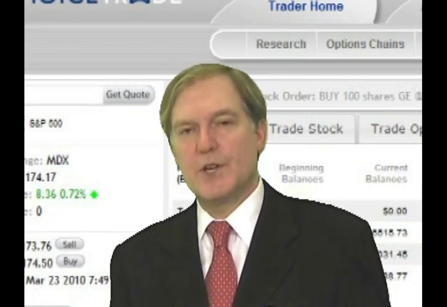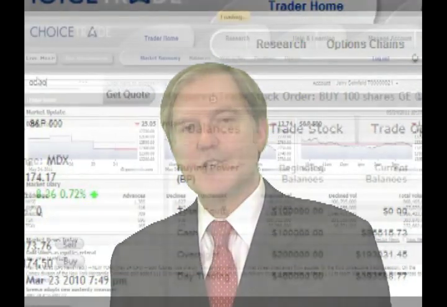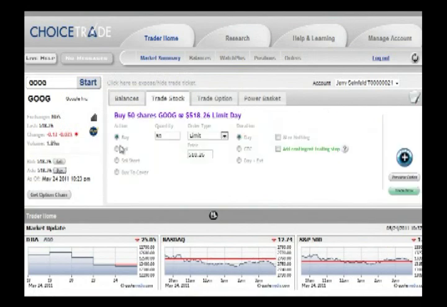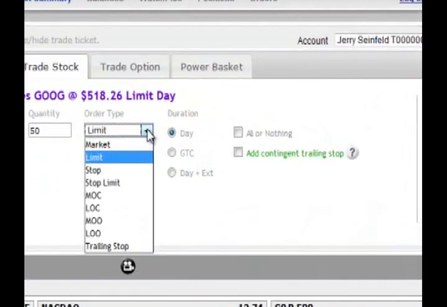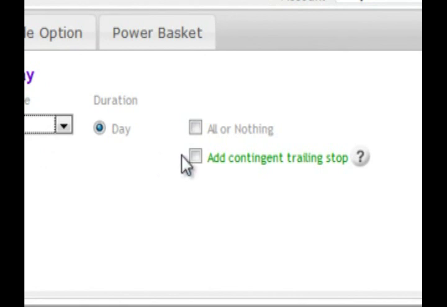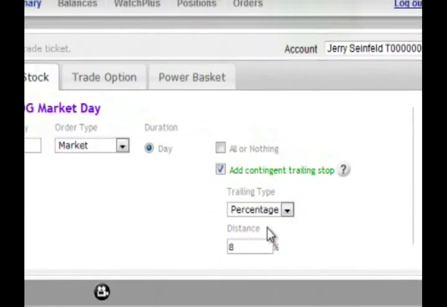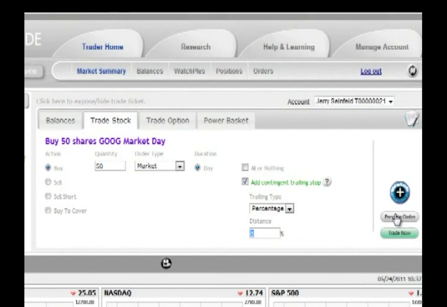At Choice Trade, we introduced the contingent trailing stop. This is an order type that allows you to set up an original opening position along with a trailing stop on that position, all in one order ticket. By checking this box and filling in your trailing stop distance, either in absolute dollar terms or percentage terms, you effectively hold back your trailing stop until the first buy order is filled.